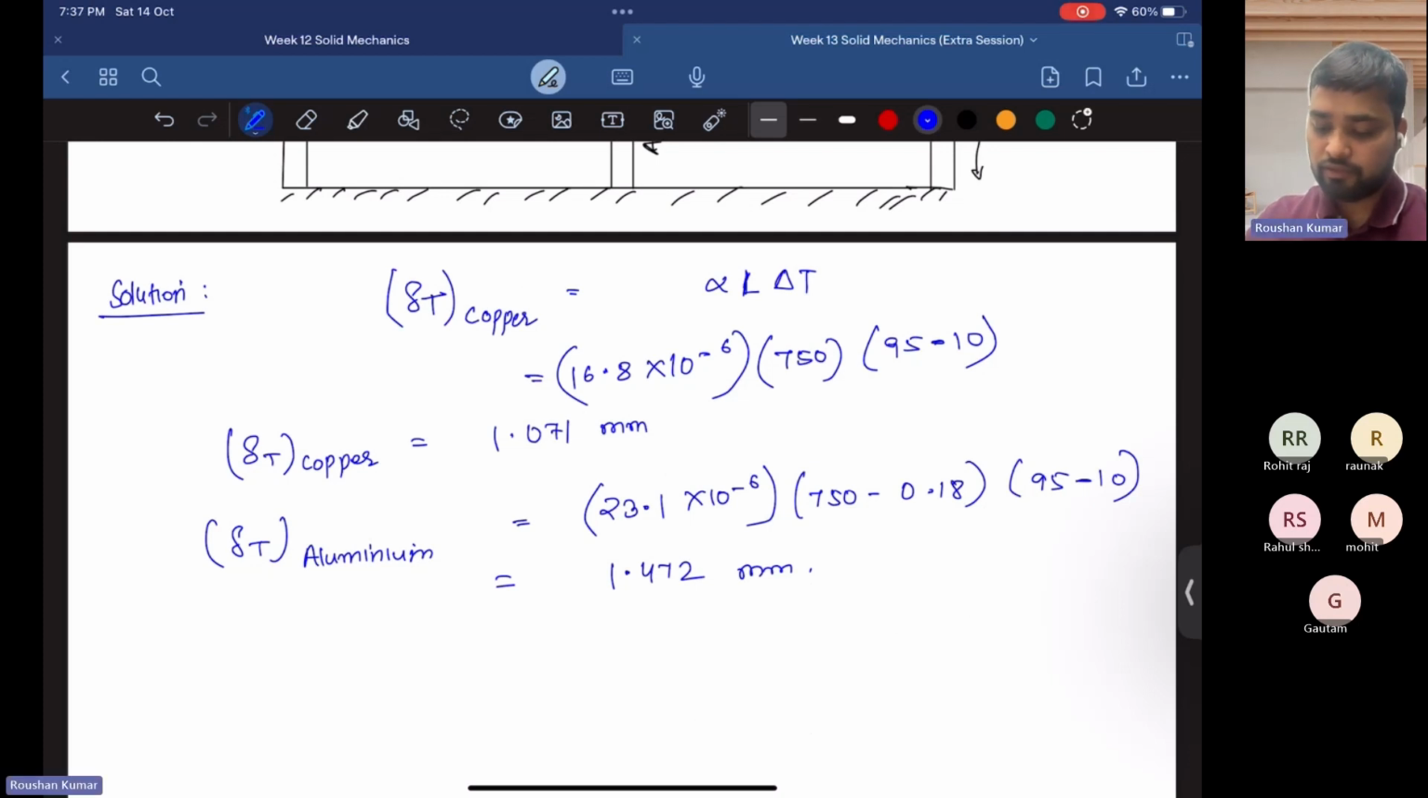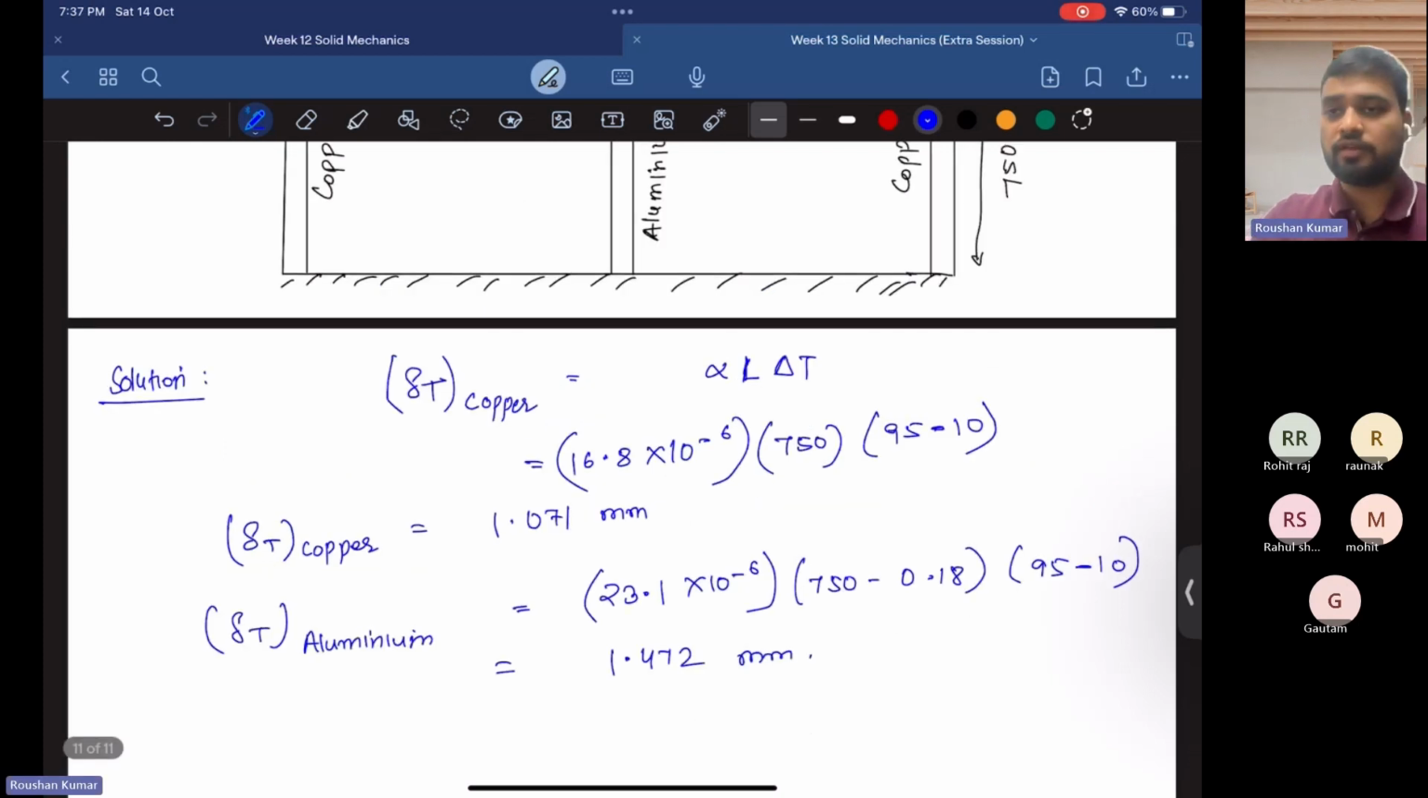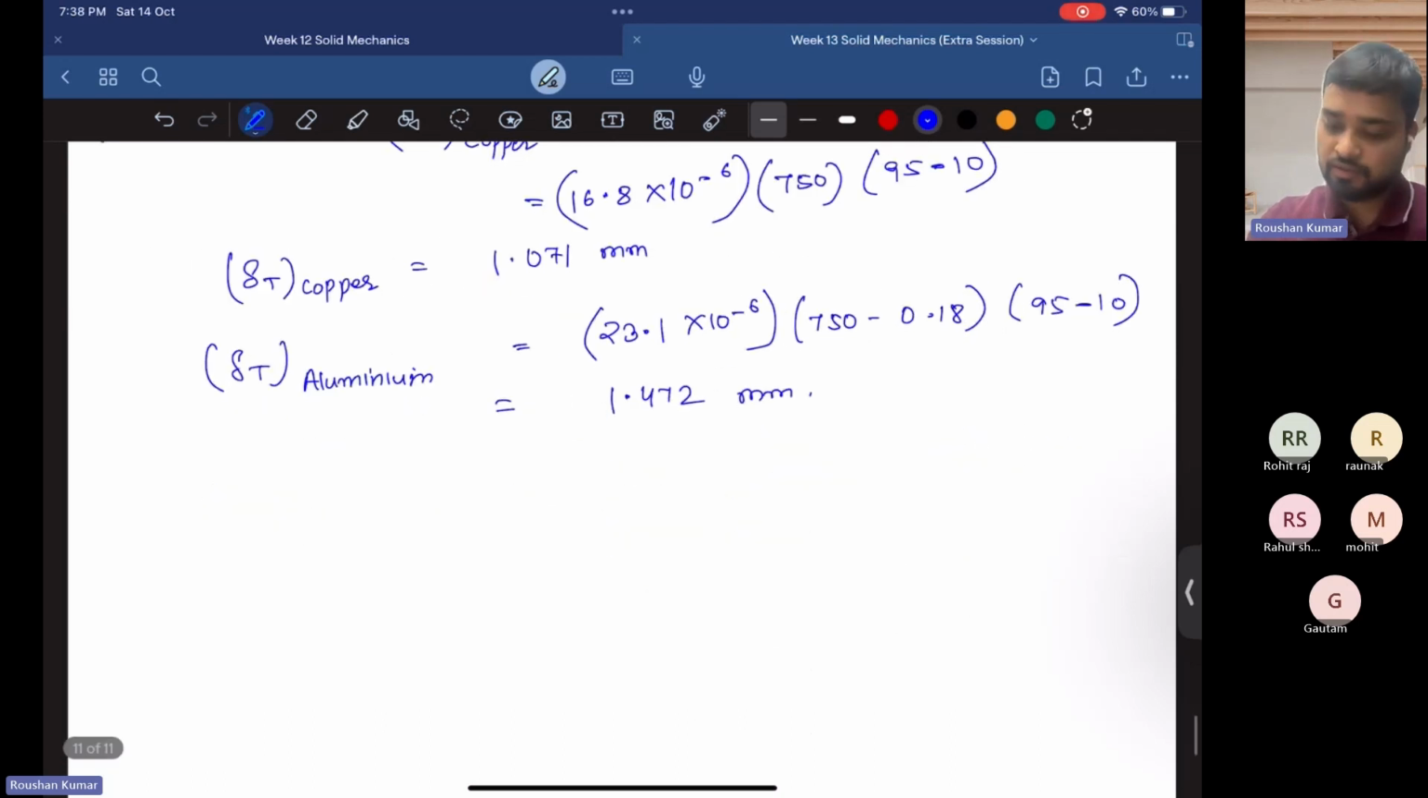Now we have to calculate the value of stress in both the copper and the aluminum. This is the main goal of this problem, that is, to find the stress in the aluminum as well as the copper bar. For this, we first draw the figure one more time so that we can see how the strain is developed, that is, how the deflection happens when the temperature is changed.